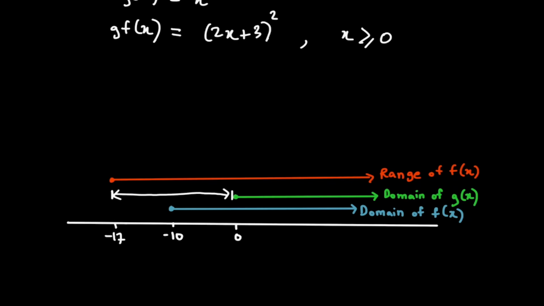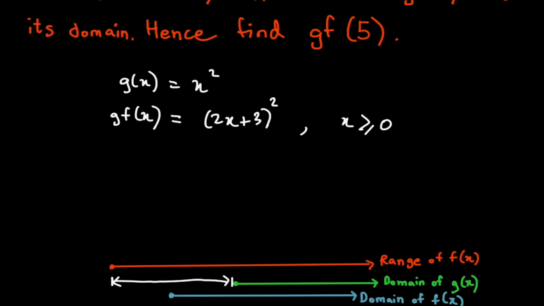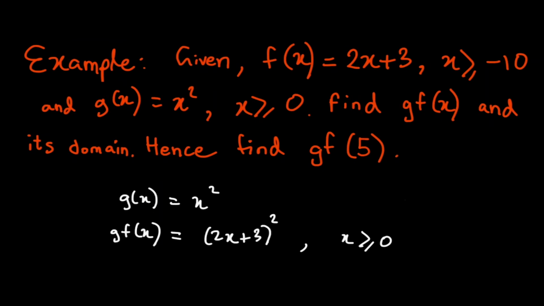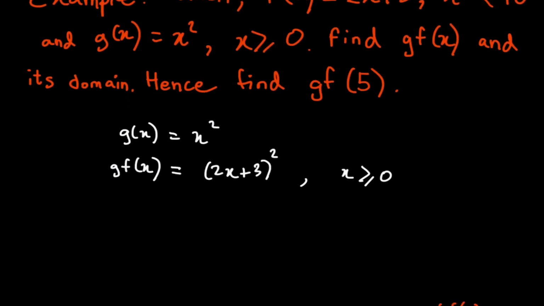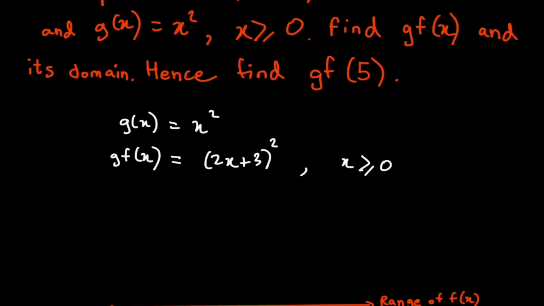But think about it. If the domain of f of x was not x greater than or equal to minus 10, let's just erase this part, and instead, if the domain was x less than 10, then what would have been the domain of g of f of x? Pause and think about it.